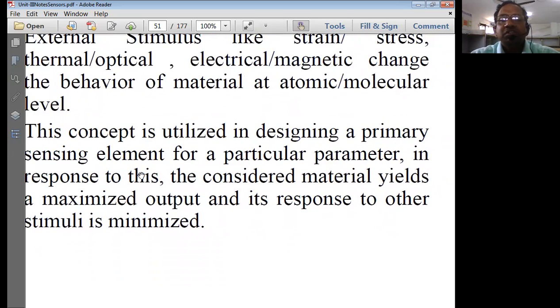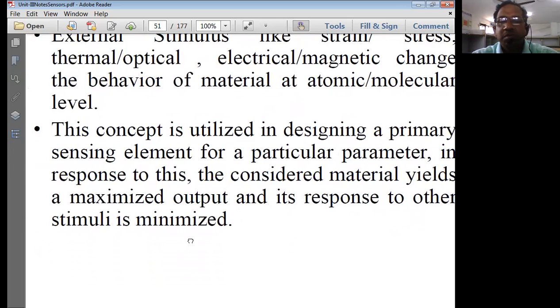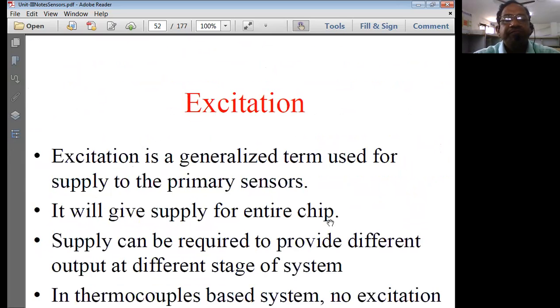Now, this particular concept is normally used in designing a primary sensing element for a particular parameter, in response to which the considered material yields a maximized output, and in response to other stimuli the output is minimized. This kind of concept is normally used in practical sensor circuits.